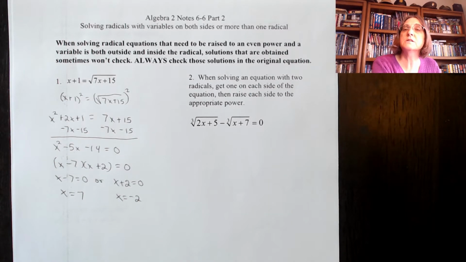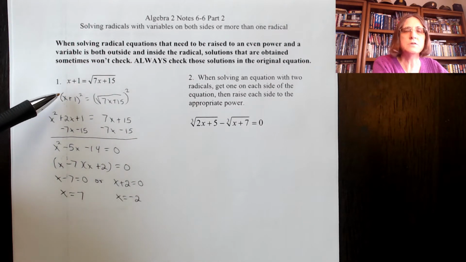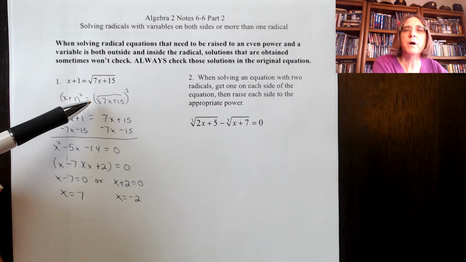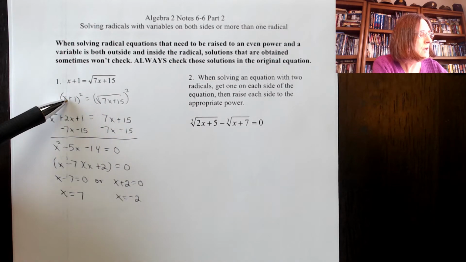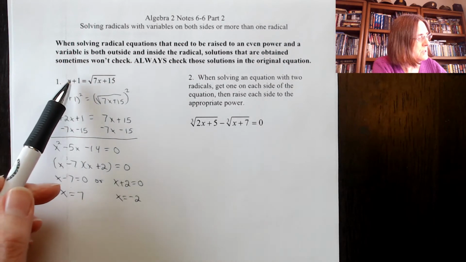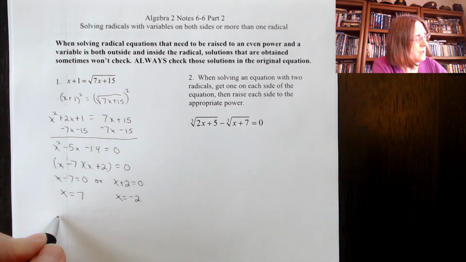Now we have to check to see if they actually work in the original equation. We have that problem because in the process of squaring both sides of an equation, anything that might have been negative becomes positive, and we end up with possible solutions that don't work in our original equation. So let's check each one of these solutions. Let's check 7 into the original equation.